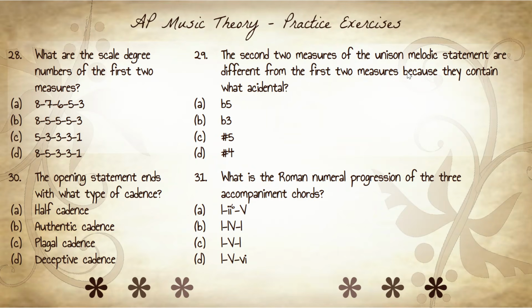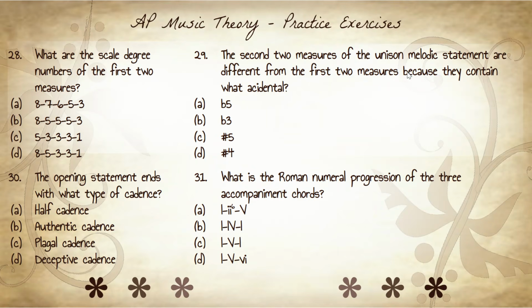What are the scale degree numbers of the first 2 measures? Is it A, 8, 7, 6, 5, 3, B, 8, 5, 5, 5, 3, C, 5, 3, 3, 3, 1, or D, 8, 5, 3, 3, 1. The note says be ready for the tempo.